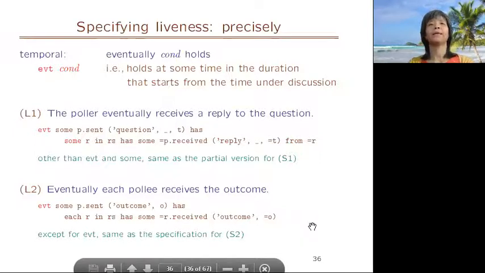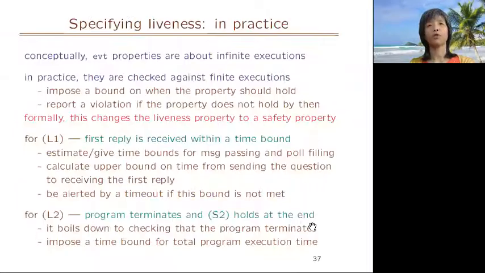All right, now for liveness, there's something more interesting. Conceptually, eventually something holds. It's about infinite executions. At any time it doesn't happen, it might happen later. So in practice, you cannot check something that's infinite, so they are checked against finite executions. What you do is impose a bound on when the property should hold, and you report a violation if the property doesn't hold by then.